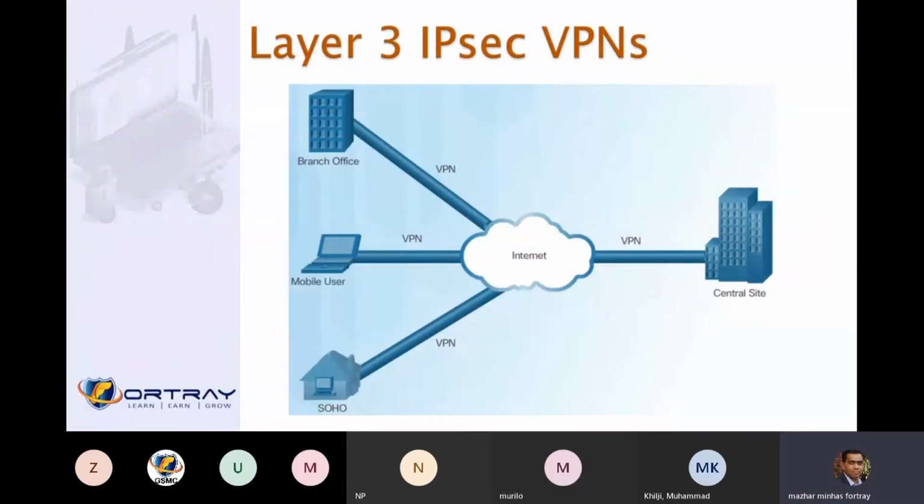As of now, in the previous slide, we were looking at the lease line kind of solutions. But here you can see a mobile user can use a VPN, a virtual private network. It's a private network, but it's virtual, only between these two entities. And the branch offices can also create their own VPN, virtual private network.